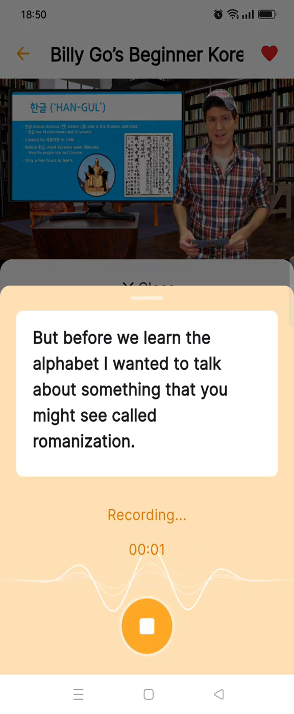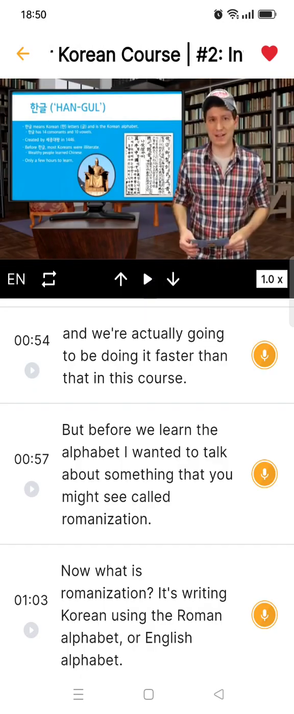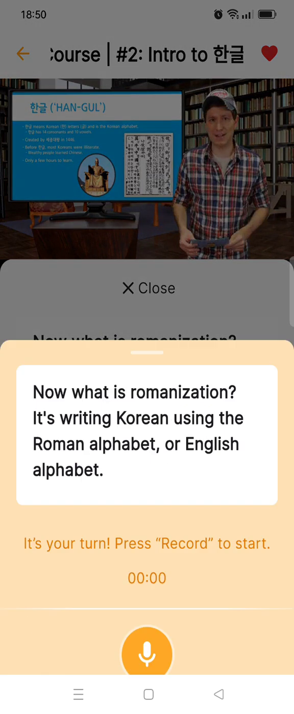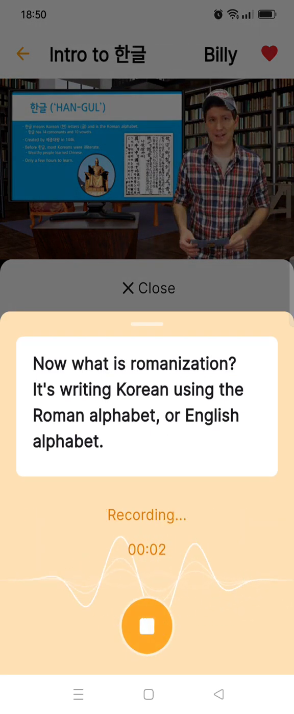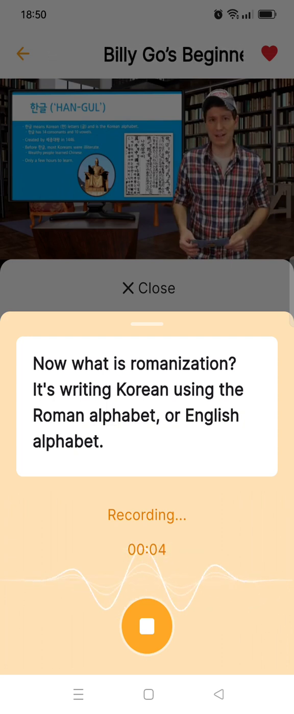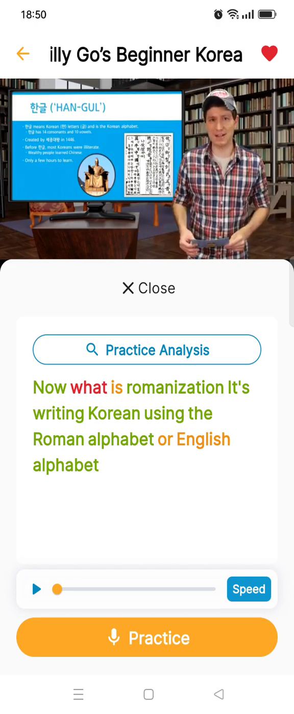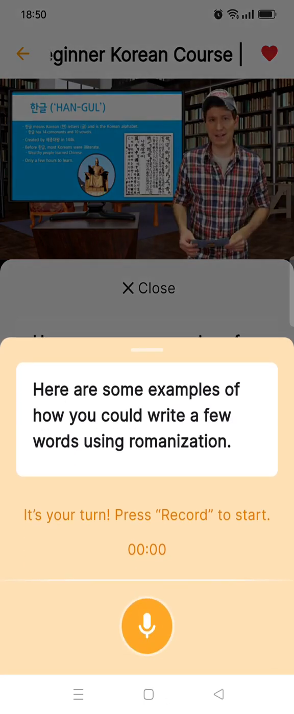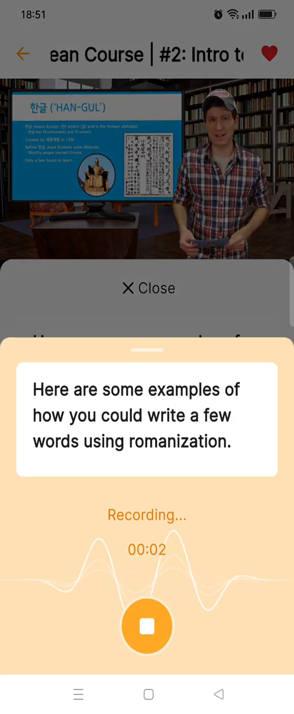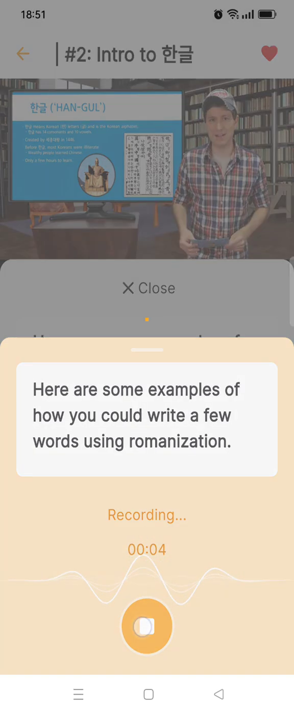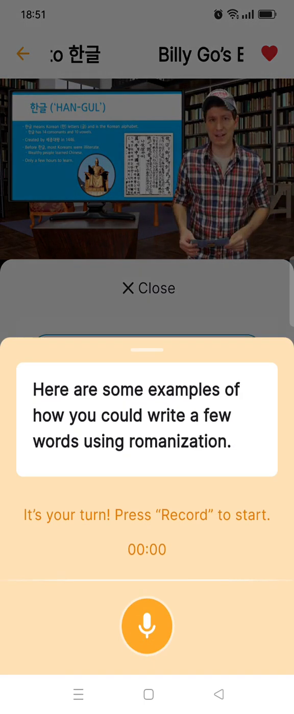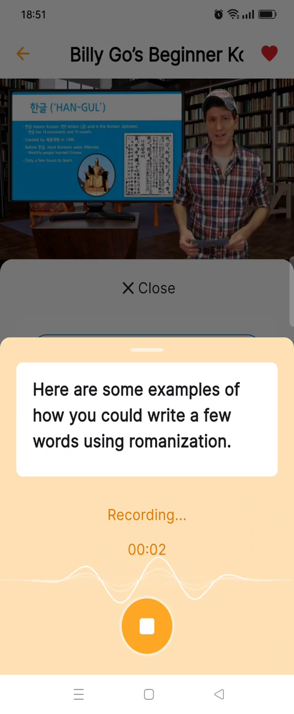But before we learn the alphabet, I wanted to talk about something that you might see called romanization. Now, what is romanization? It's writing Korean using the Roman alphabet or English alphabet. Here are some examples of how you could write a few words using romanization.